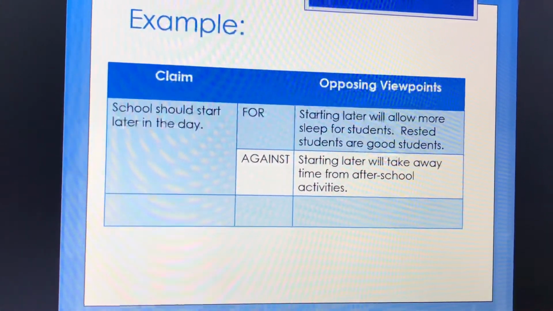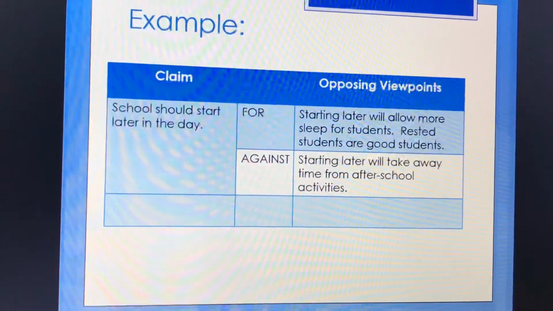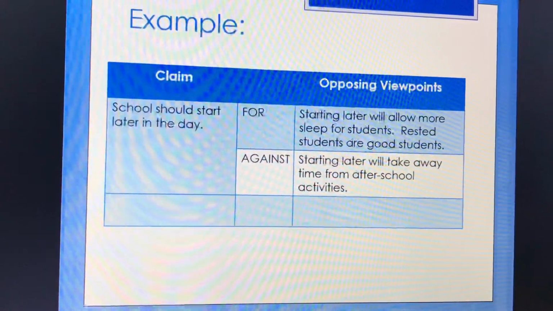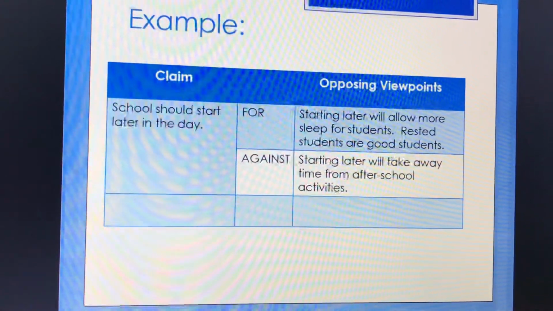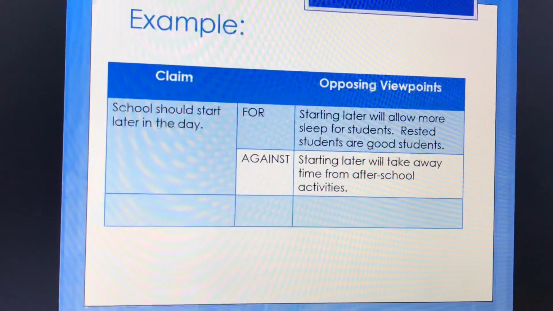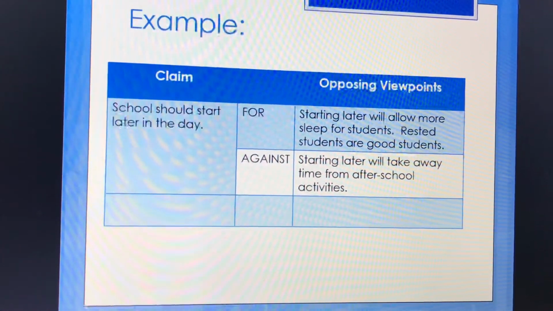And some people agree with that because they really hate getting up early in the morning. And it can be their own opinion: why should I get up early in the morning, be tired, and have less sleep time, and go to attend school for 7 or 8 hours? It's too tiring.